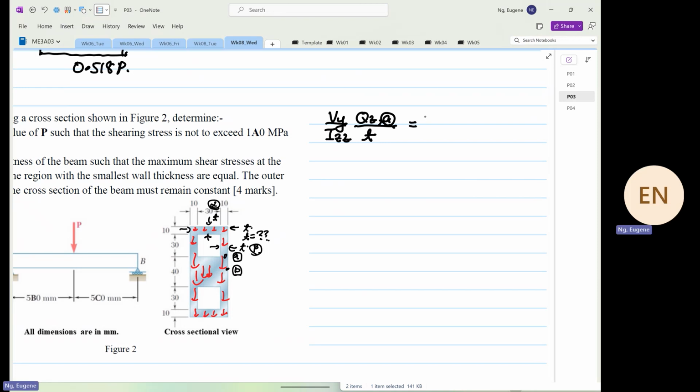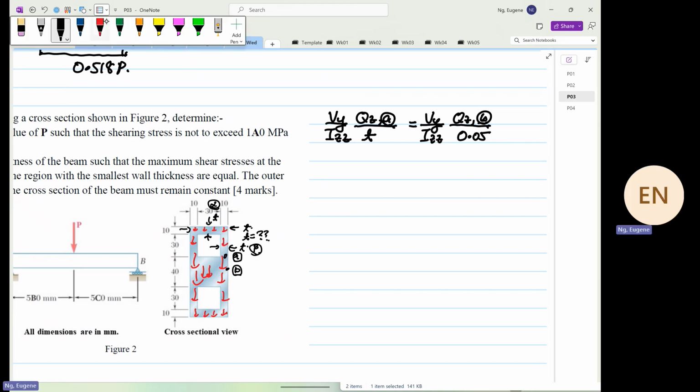must be equal to Vy over Izz, Qz at point B, divided by a thickness that we know of, 0.05. Rule number one, Vy and Izz are what?